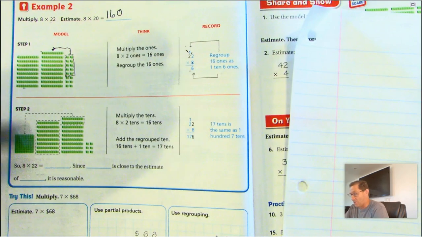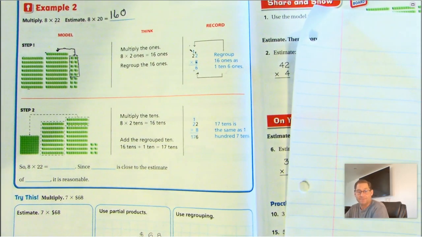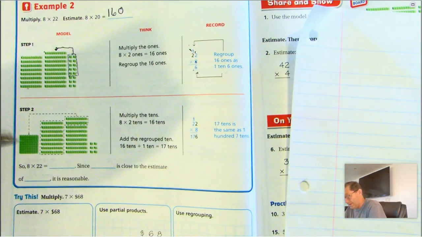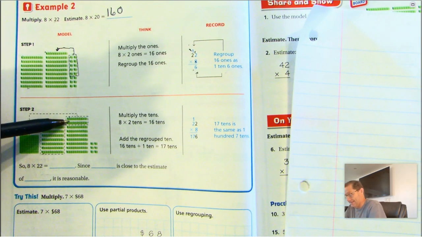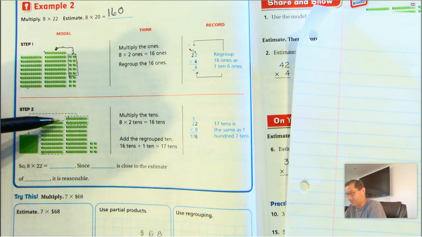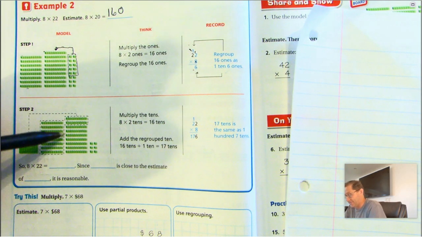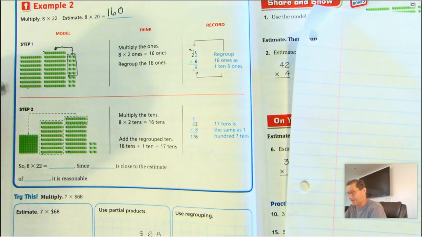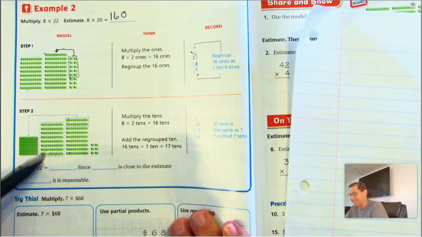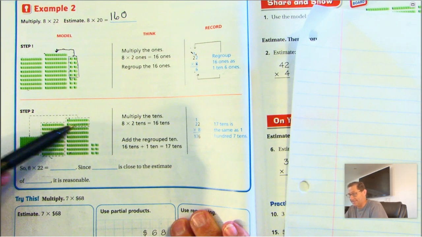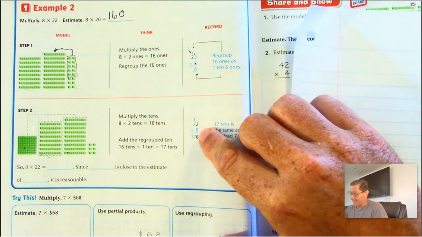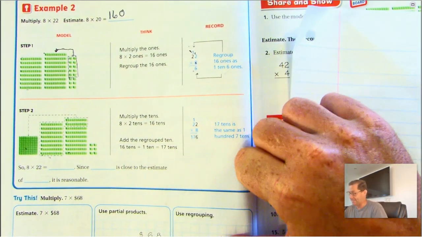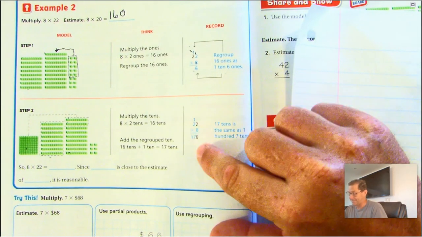Now we can count how many tens we have. Well, we have 1, 2, 3, 4, 5, 6, 7, 8, 9, 10. There's 10 tens, which can be traded for 100. And how many extra tens do we have? 1, 2, 3, 4, 5, 6, 7 tens. So we have 17 tens total. We're going to trade 10 of the tens for 100. And we see that here. 8 times 2 tens is 16 tens, plus the regroup 10 gives us 17 tens.